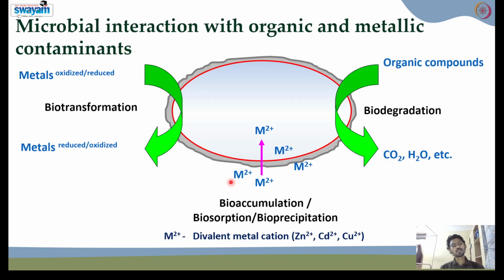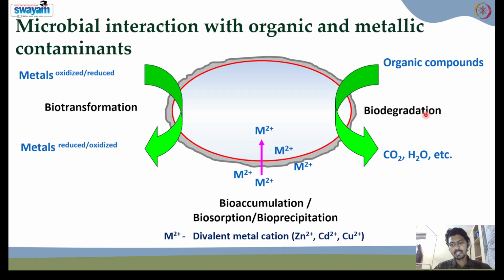And if you see how these microbes interact with the organic or metallic contaminants, these are all some of the strategies that microorganisms use in order to clean up the pollutant. So we will see the strategies one by one. The first strategy is biodegradation.